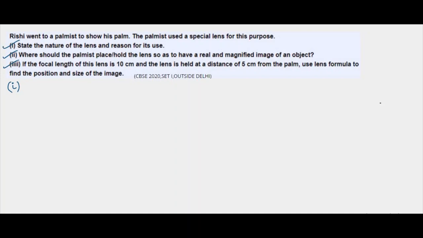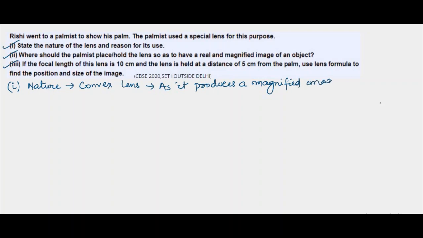So, obviously, the lens would be a convex lens. So, the nature of the lens is a convex lens. What's the reason? As it produces a magnified image of the palm. So we use a convex lens because of its magnifying power.